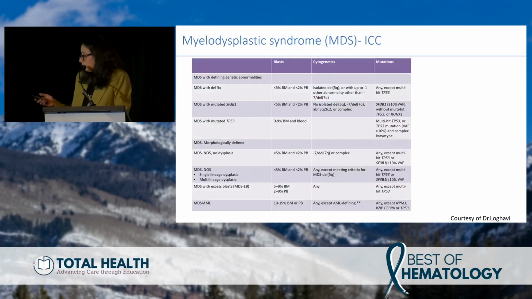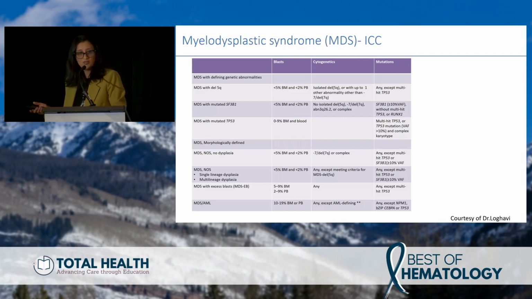To make matters even more confusing, the ICC also updated the classification. And while we see some similarities here, we see some differences here. What they call the EB2 or the IB2, which has more than 10% blasts, is now considered AML. So technically, you could say that 10% blasts and more is in the realm of AML, and you could make a justification for AML-based therapies for these patients.